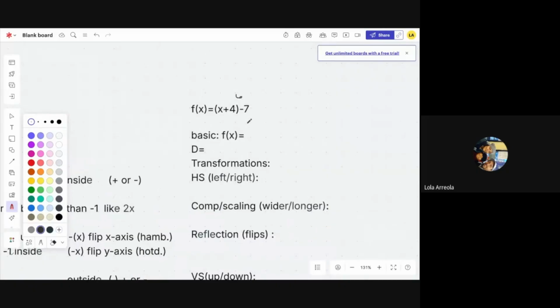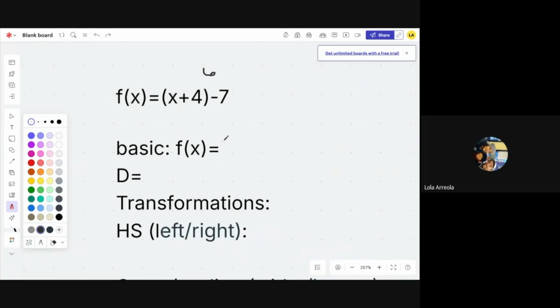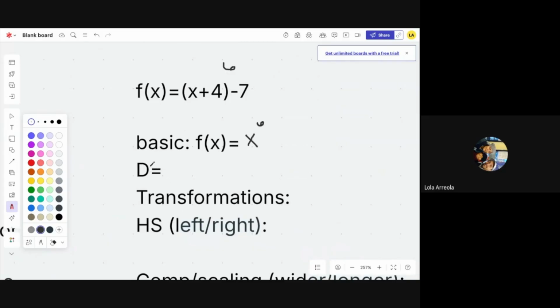All right, so I know this +4 and this -7, those are transformations. So without those transformations, the basic function is just x to the 6th power. The variable to the exponent, I see. So the degree of this function is just the exponent of my basic, or just the exponent in general of my function. So the degree is 6.